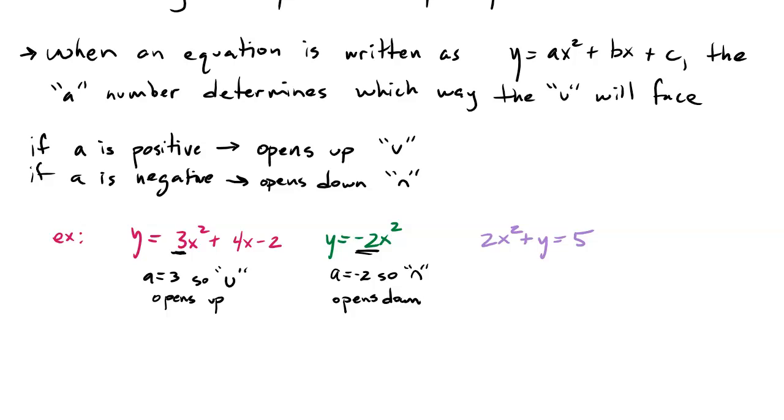The third one isn't written as y equals, so we have to move things around so it is. Once you do that, the number that's on the x squared is a. It doesn't matter what order they're written. And this one turns out to be negative, so it's upside down.